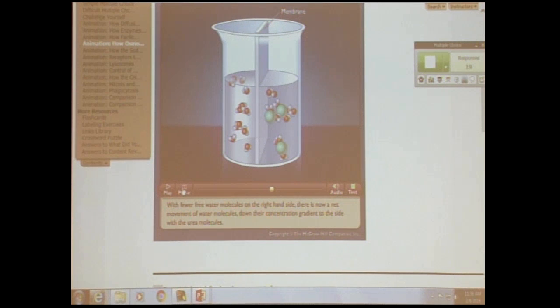So then would it be hypertonic? Well, it would depend which side was the cell, right? Because they didn't tell you. You could say the left's on the inside. We'll practice it with the cell in a little bit. But basically, water's moving to where there's higher solutes.